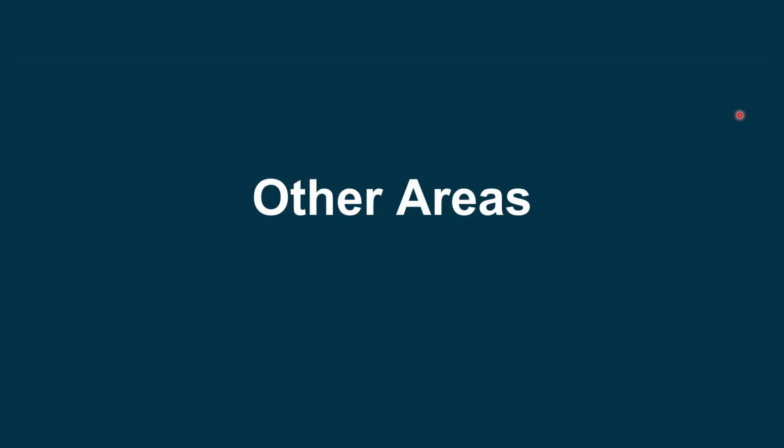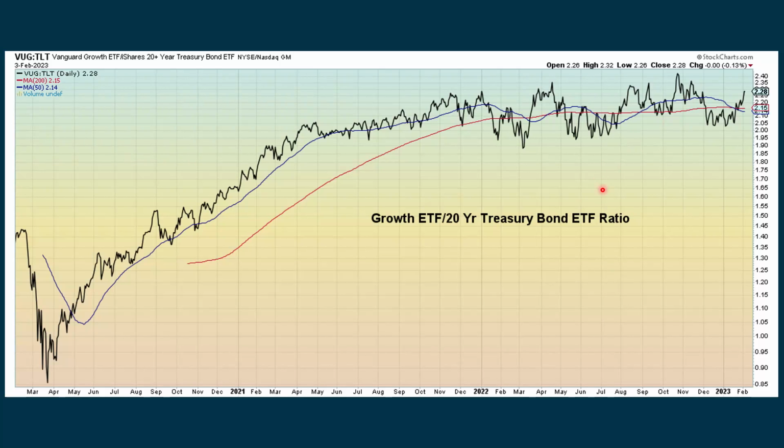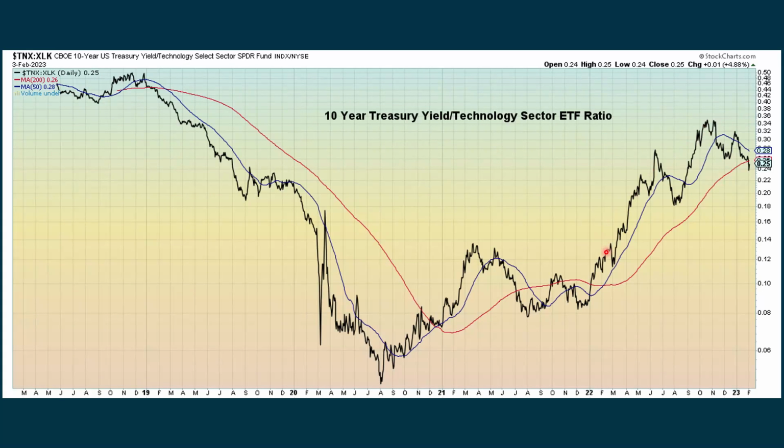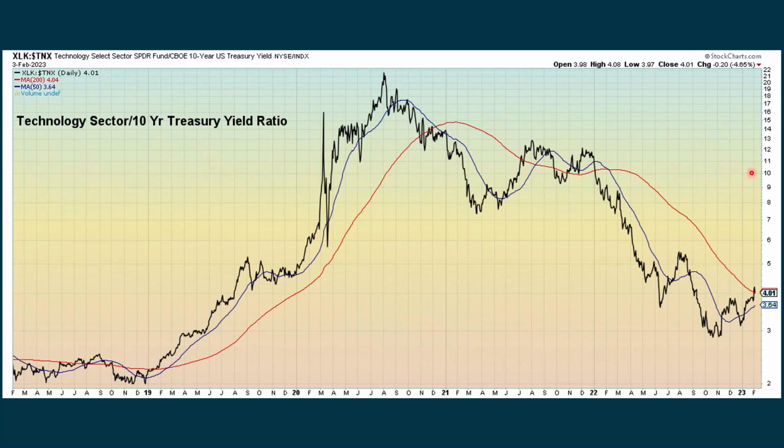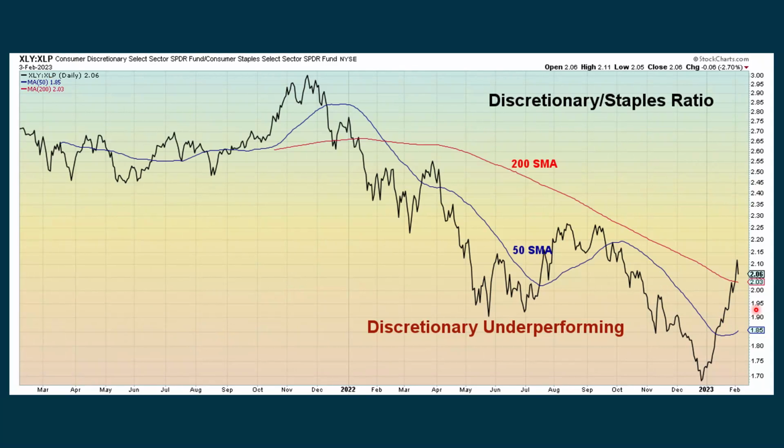Some other areas that we look at, growth against bonds, both just really got hit in 2022. We're seeing a death cross here, but some recent strength, so growth is starting to outperform bonds. The 10-year Treasury yield against the tech sector. Tech does not like rising interest rates because they borrow a lot of money to put out their new products. Yields had really been rising a lot faster than tech, but we're seeing some recent weakness. This could be getting ready for a death cross. Here's an inverse of that same chart showing how tech had been going down, but showing some improvement. That could give us a golden cross.